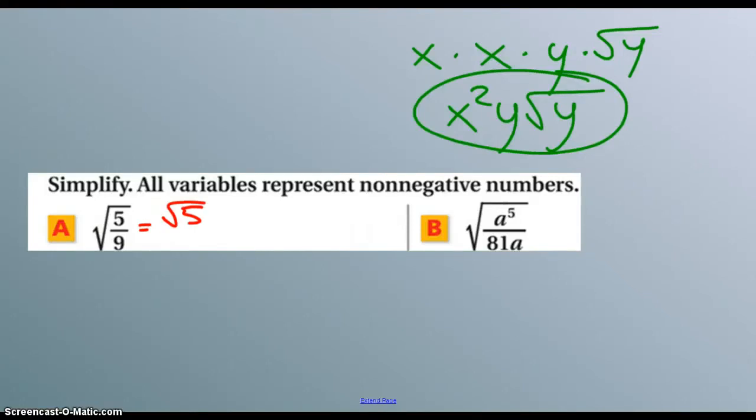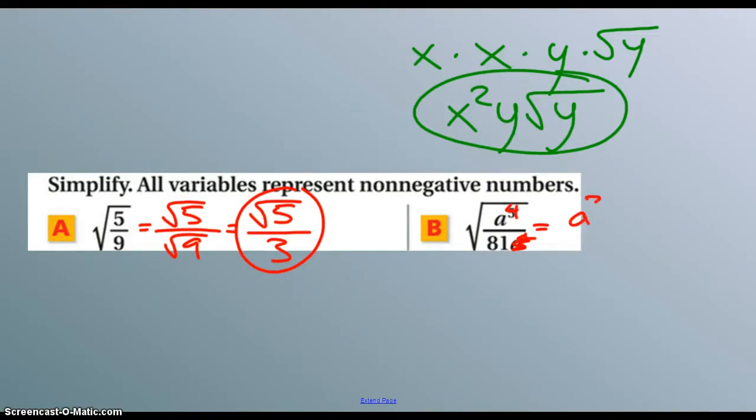separate this to the square root of 5 over the square root of 9. I don't know the square root of 5 off the top of my head. It's not a perfect square, but I do know that the square root of 9 is 3. So I could leave that one just like that. And then what I would do for b is do a little simplifying inside first. I have a on the bottom and 5 on the top being multiplied, so I can cancel this one out with one of these, and be left with 4. So the square root of a to the 4th is a to the 2nd, and the square root of 81 is 9, and you can leave it just like that.